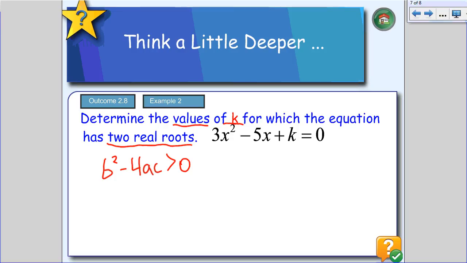Now, use your formula. Sub in everything you know. What is b? Negative 5, and it's in brackets, minus 4, what's a? Times 3, what's c? No, it's k. C is k. So you just put k.